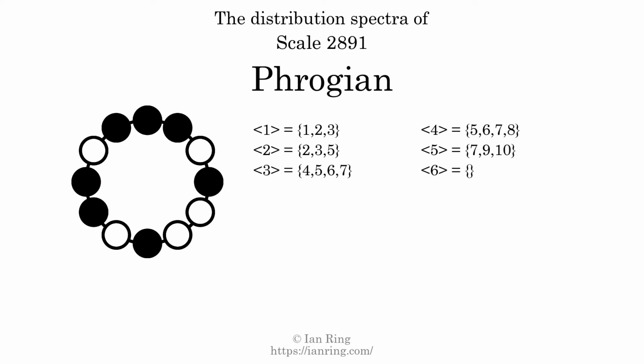And finally, the generic interval of 6 scale steps comes in 3 different specific interval sizes. 9 semitones, 10 semitones, and 11 semitones.